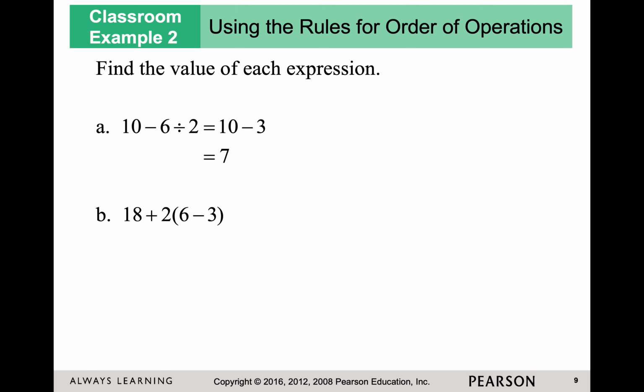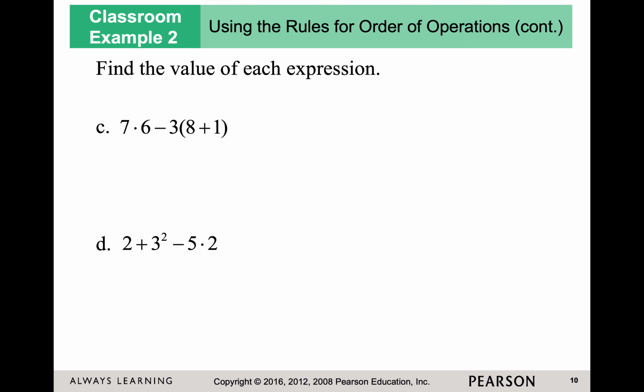Next, I have parentheses to deal with. So what do the parentheses mean to do? It means to do 6 minus 3. Even though that comes later in the order of operations, I want to do that 6 minus 3 first. Then I'm going to do left to right multiplication. Then I'm going to do left to right, take care of that addition. These are some additional examples.